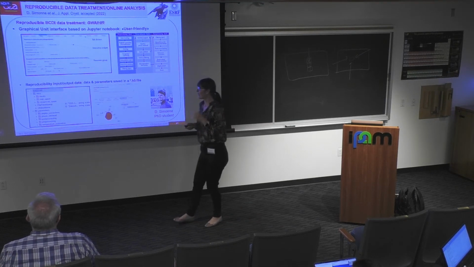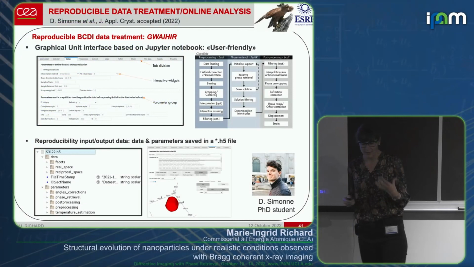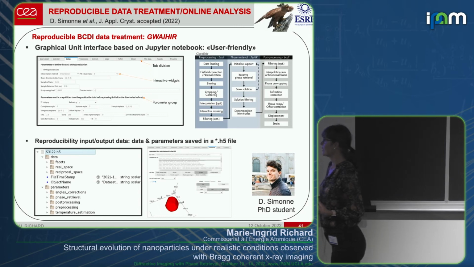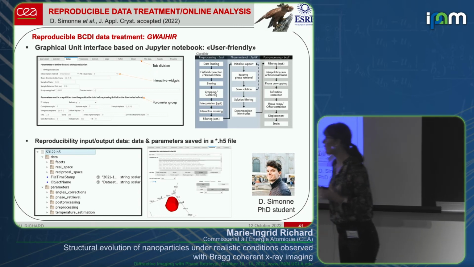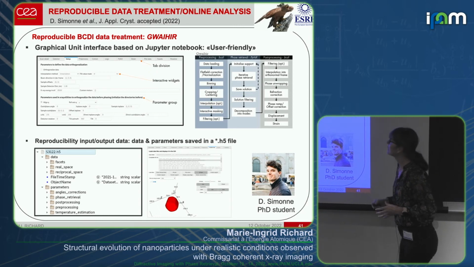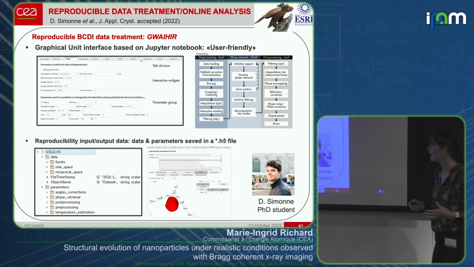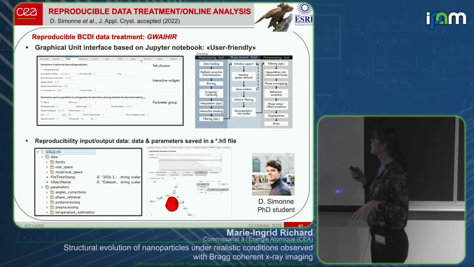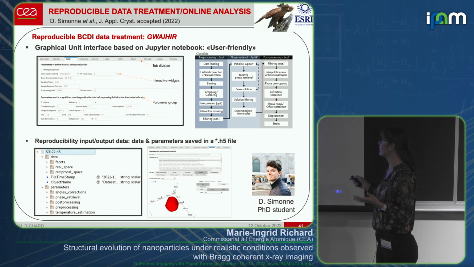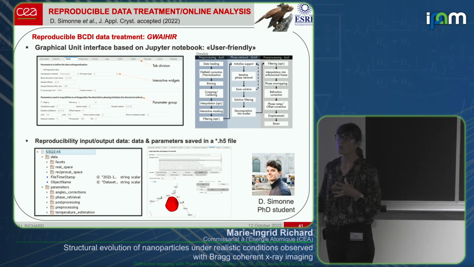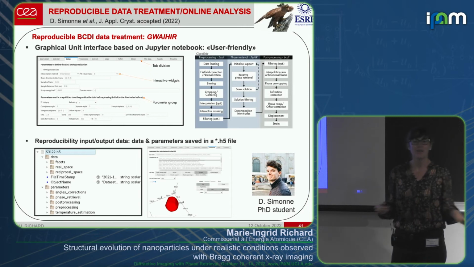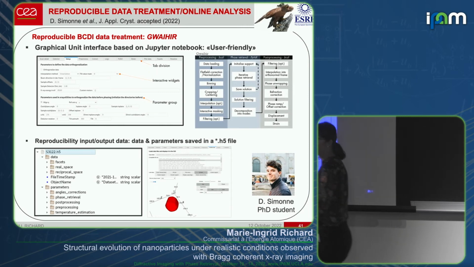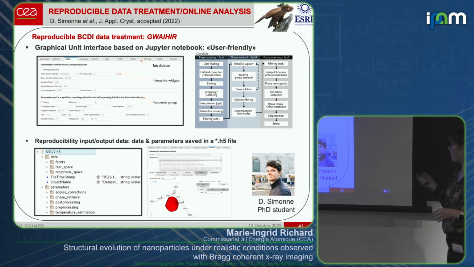What is also very important for us is the reproducibility of the data. So at the end, what we have is just one H5 file with all the data and the parameters that have been used for the pre-processing, phase retrieval, and post-processing. So someone can redo the analysis and compare or retry different parameters.